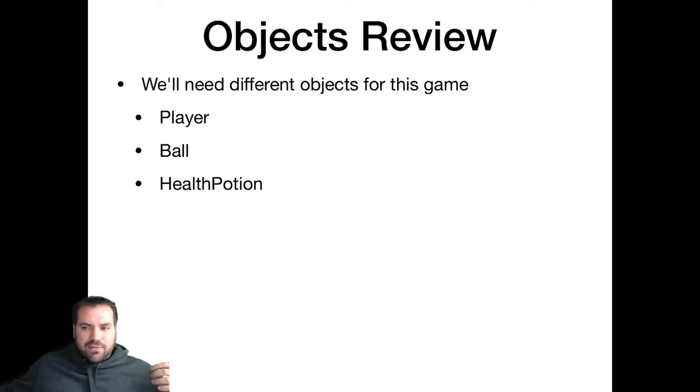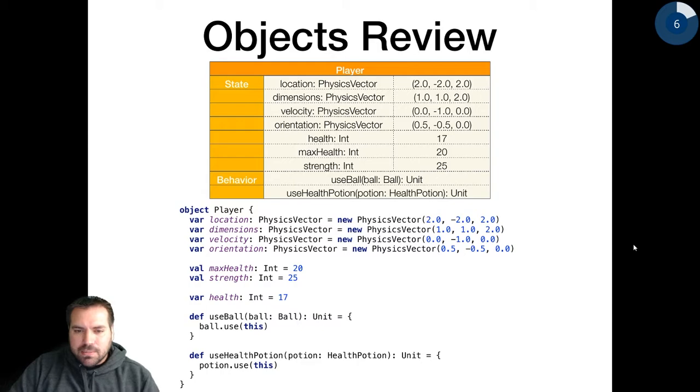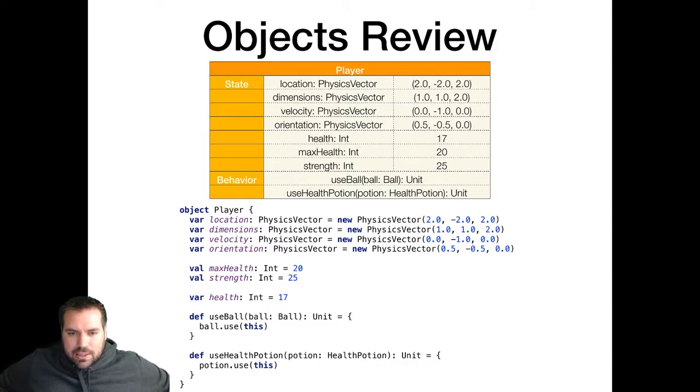So let's talk about the different objects we need in this game. Player, ball, health potion, basically the nouns from the description of the previous slide. So we have these objects that we want to create. And let's create them. Let's see some code and build them. And I should mention explicitly, this is reviewing objects and classes for now, just to make sure everybody has the right background. And then we're going to dive into inheritance and OOP proper.